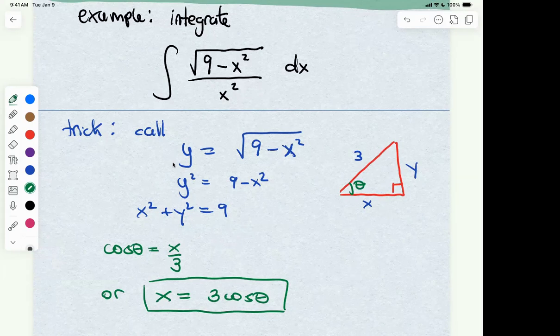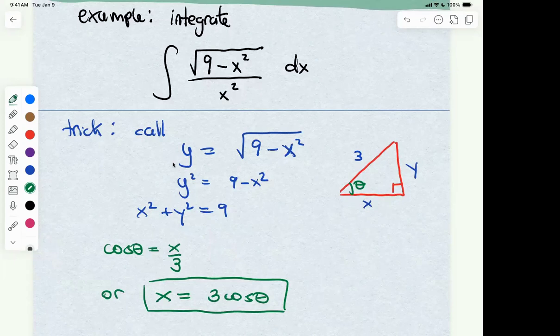I could have called this x equals cosine of u, but it's less transparent what's going on, because I do want to think of the variable as an angle. That's why I'm calling it theta. Once you get to this point, it almost collapses to a u-sub type problem. So, sub in 3 cos theta for x.